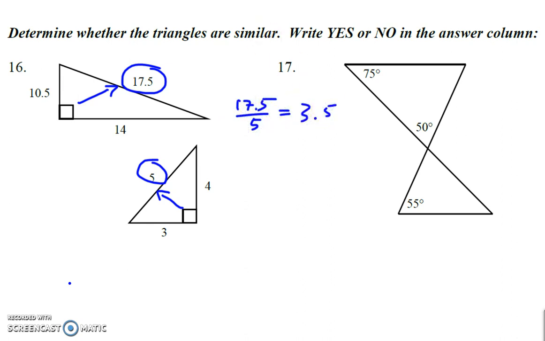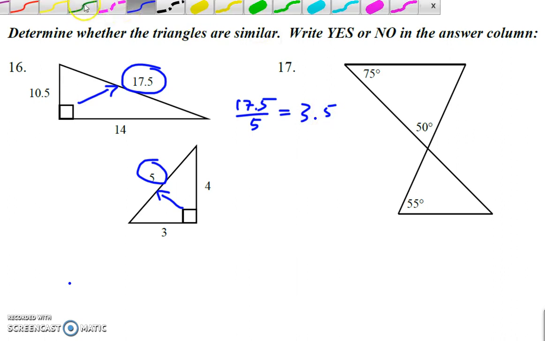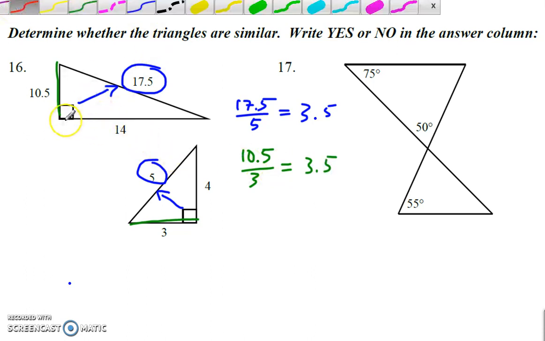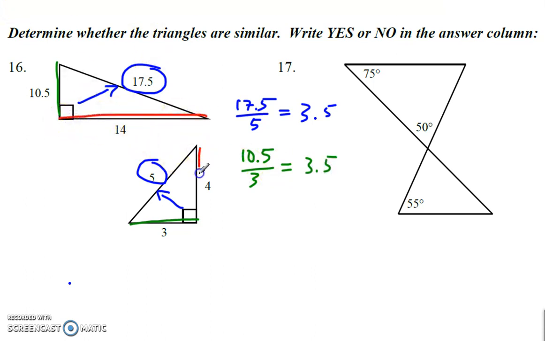Now between the other two, to figure out the corresponding sides, I have to check which one's the shortest side. This one's shorter than that one, so that goes with a 3. So I'm going to have 10.5 over 3, and that is 3.5. And then here, the longer of the two legs is this one, and that gives me 14 over 4, and that is 3.5.